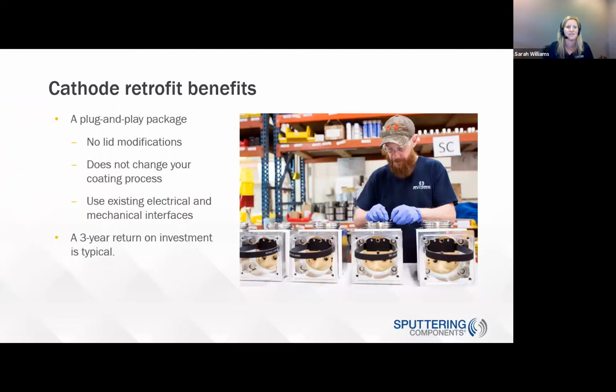So let's look at the cathode retrofit benefits. It really is a plug and play package. You can take the old en blocs out and you can put the new en blocs in. No lid modifications. It doesn't change your coating process because you're simply replacing the en bloc. You're not having to replace the magnet bar, although you can do if you'd like, but you can use the same process. Uses existing electrical and mechanical interfaces.